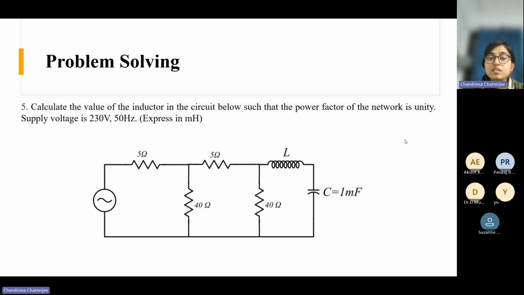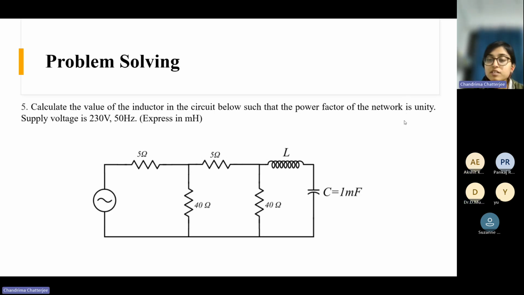Next question. Calculate the value of the inductor in the circuit such that the power factor of the network is unity. While discussing this week's contents, I didn't discuss power factor. Do you guys know what is power factor?